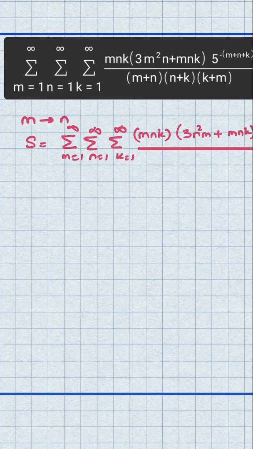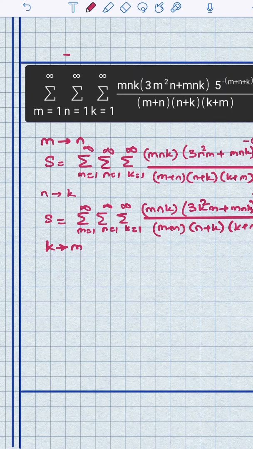If I replace m by n, there is not much change in the numerator. Instead of m square n, we will get n square m. That's the only change. In the denominator as well, there will not be any change. So since the terms are cyclic, even if I replace m by n or n by k or k by m, the sum will remain the same.